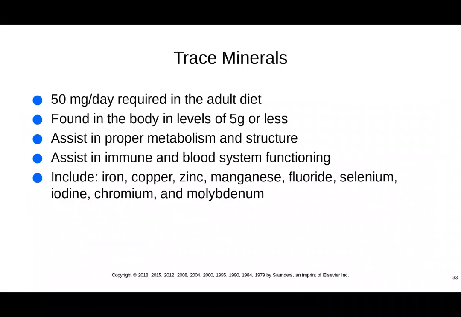So trace minerals, there's only 50 milligrams per day required in the adult diet, and these are found in the body in levels less than 5 grams. They assist in proper metabolism and structure. They also assist in immune and blood system functioning, and these are iron, copper, zinc, manganese, fluoride, selenium, iodine, chromium, and molybdenum.